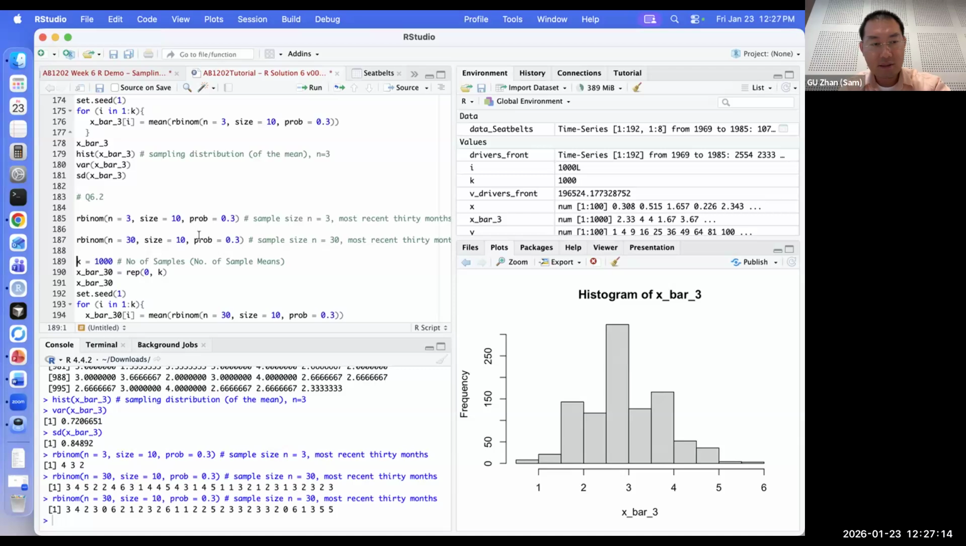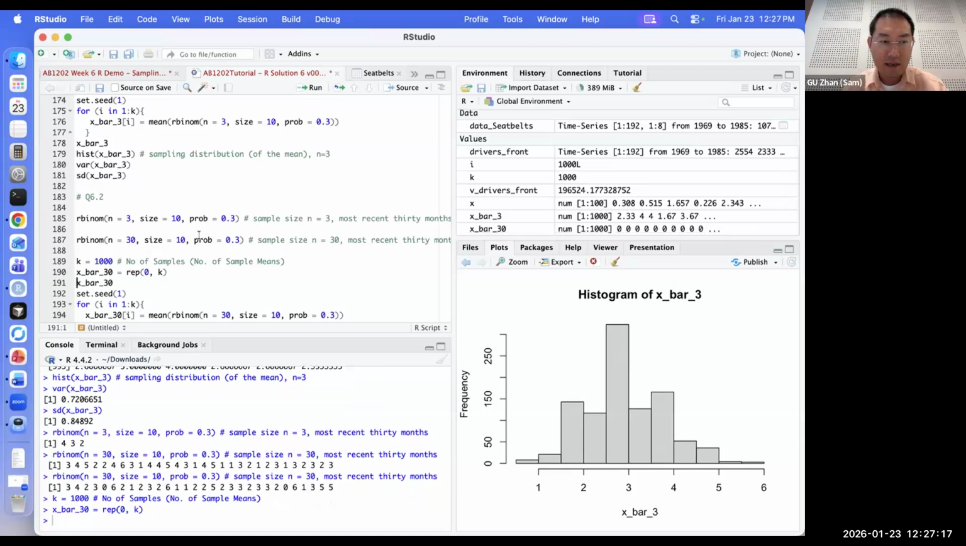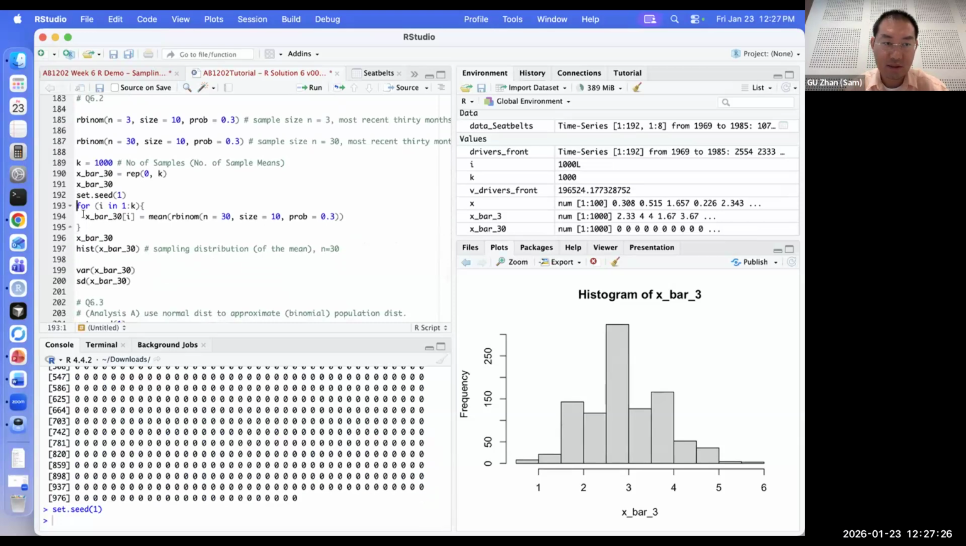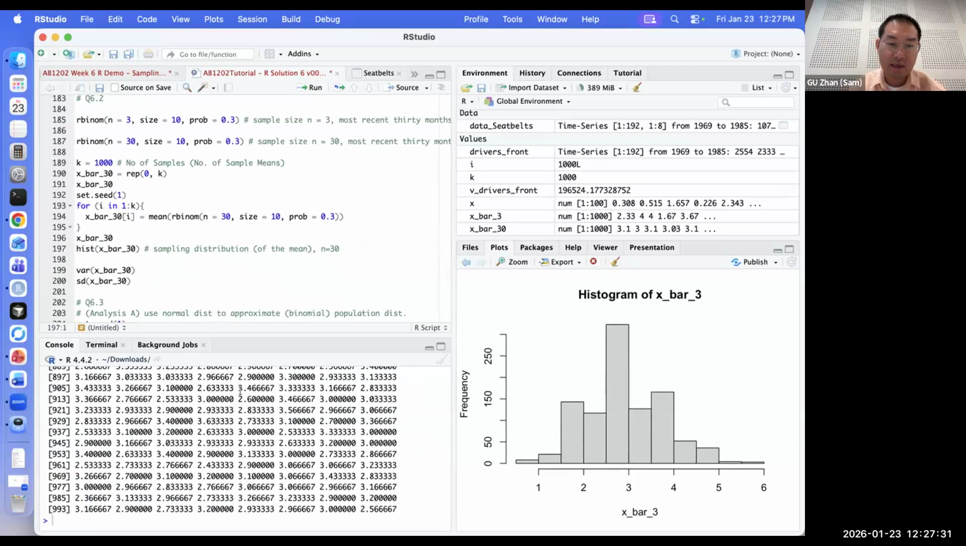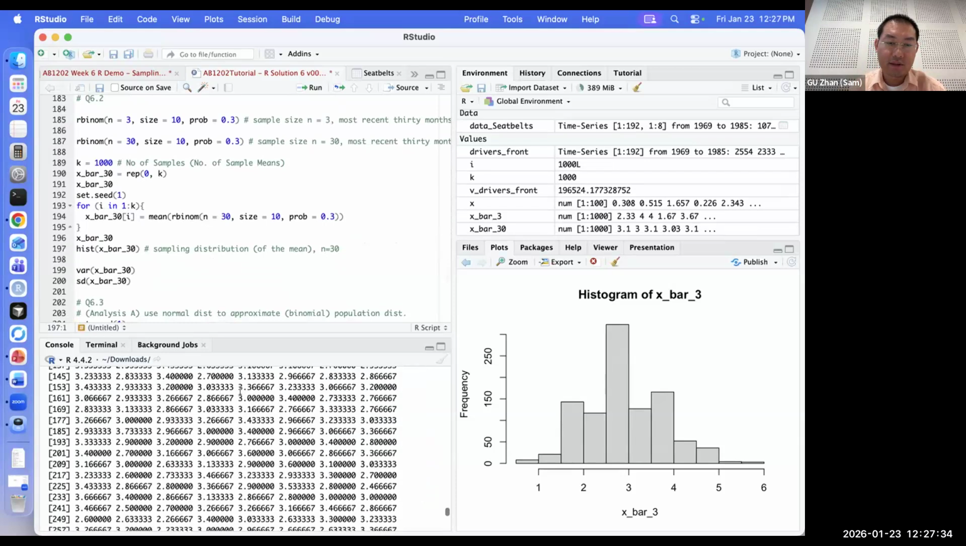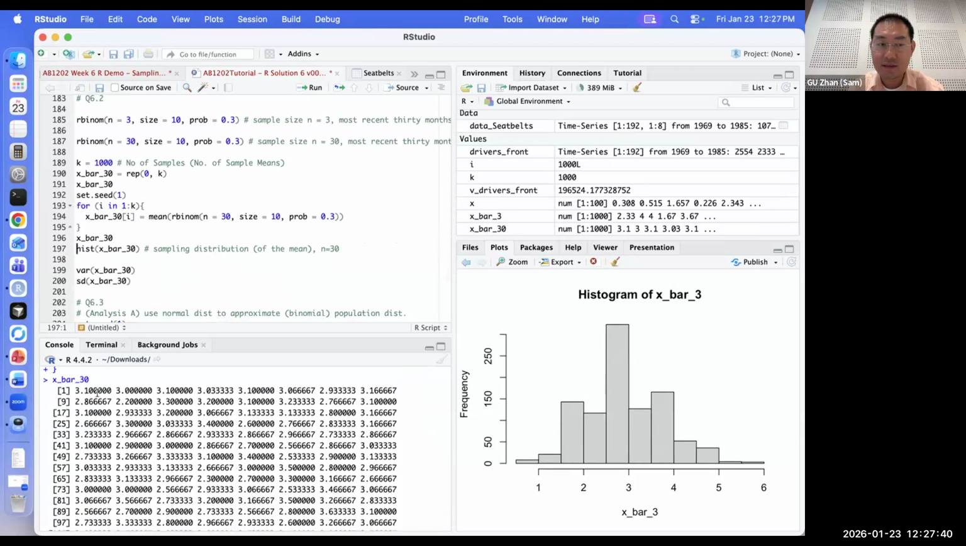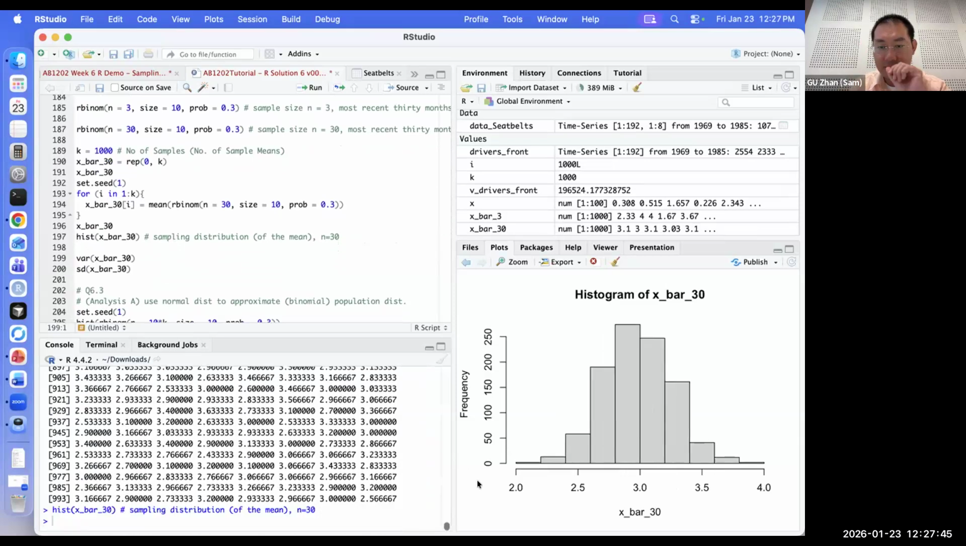Then we are going to simulate 1000 times. x bar 30, repeat k times. Again, we do 1000 rounds of simulations, with 30 instead of 3. Let's have a look. These are the 1000 simulations. Each simulation used 30 months graduate numbers. So this is a histogram of x bar with n equal to 30. How many data points are there? 1000. Each is the average of 30 graduates.